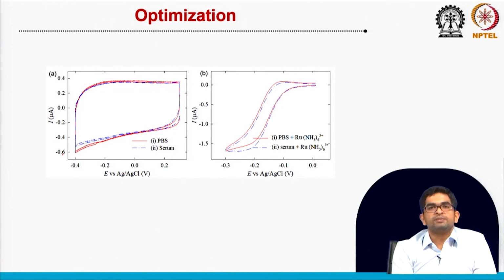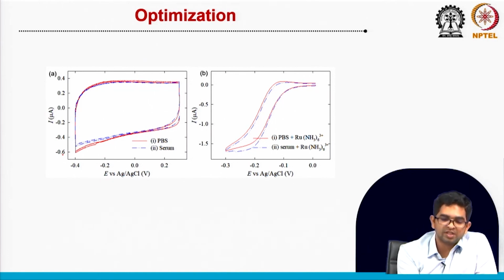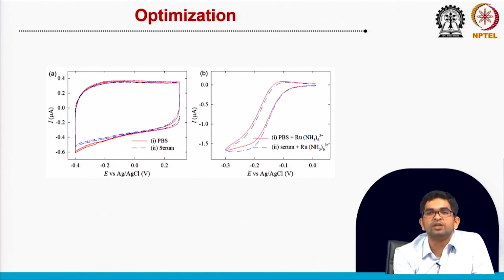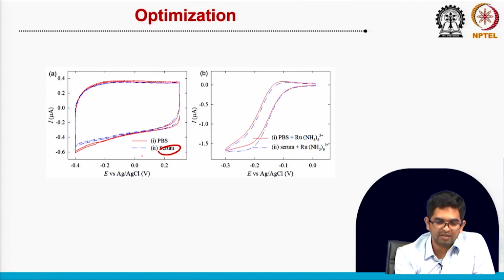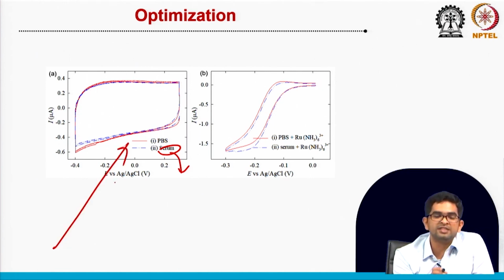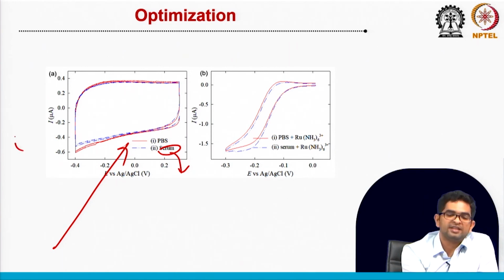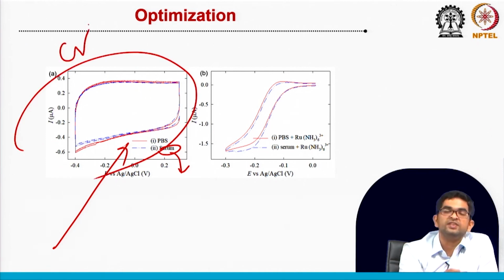Let's come to another optimization. Suppose you have a real sample you want to try, right? The real sample, suppose serum. Your serum sample contains so many other species, and the potential you apply should be in a region where those other species do not interfere. How can you predict this? Just by taking a cyclic voltammogram, CV.